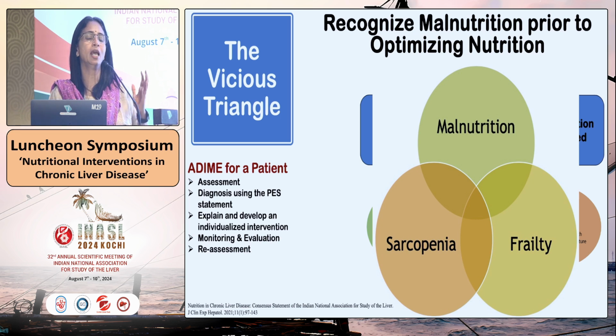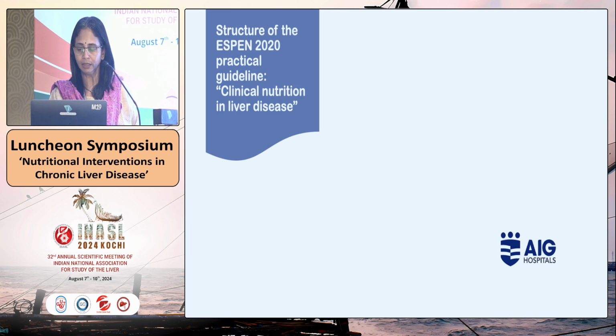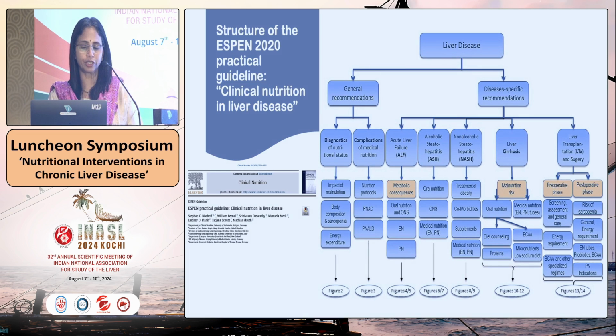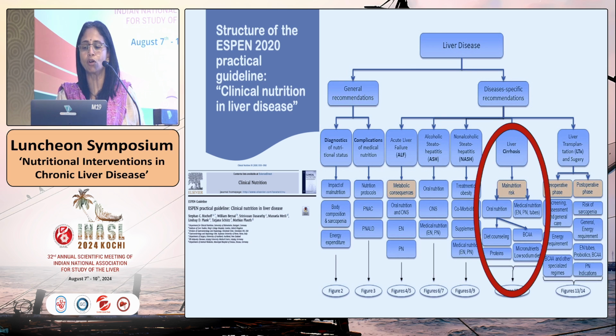What we do is the ADME process, where we follow a detailed assessment, we diagnose and try to find out the etiology and the symptoms leading to that, explain an interventional strategy, monitor and evaluate, and reassess so that you know whether the patient is recovering or not. Most of us in the nutrition division follow the guidelines given by ASPEN for various disease conditions, and this is what is told for clinical nutrition in liver disease. Today's presentation will focus on liver cirrhosis and the interventions we would look into for this category of patients.